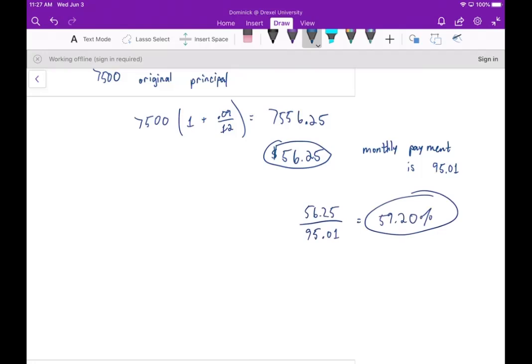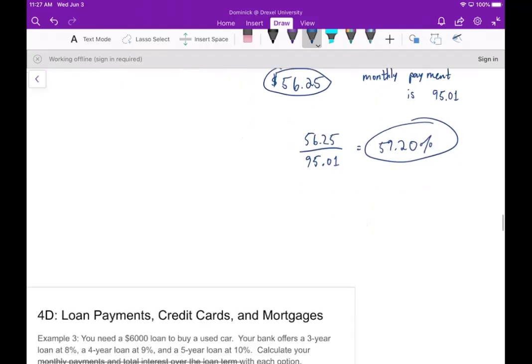And of course, you could do this for the next couple months, and you would find out that your interest is going to slightly go down, because once you make that $95.01 payment, you're going to have less interest to work with, so more of the payment over time will be going towards the principal.